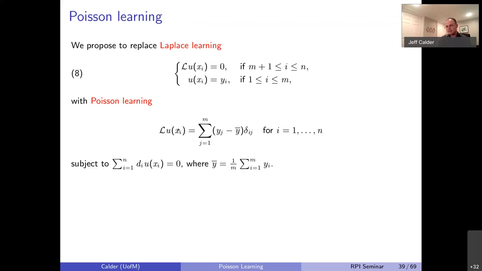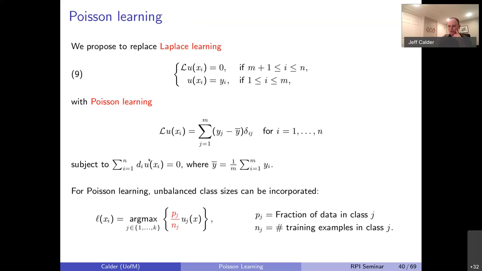And then for uniqueness, the kernel of the graph Laplacian is non-trivial. The constant functions are in the kernel. So to specify a unique solution, you have to have some extra condition, which is this condition down here: the weighted average of u is equal to zero, weighted by degree. Okay. The label decision is the same in this case, but in Poisson learning you can also easily account for unbalanced class sizes or different numbers of training examples in each class, just by a simple reweighting of the label decision, which is the same as reweighting the point sources to make them heavier in the classes that have fewer labels, and so on.